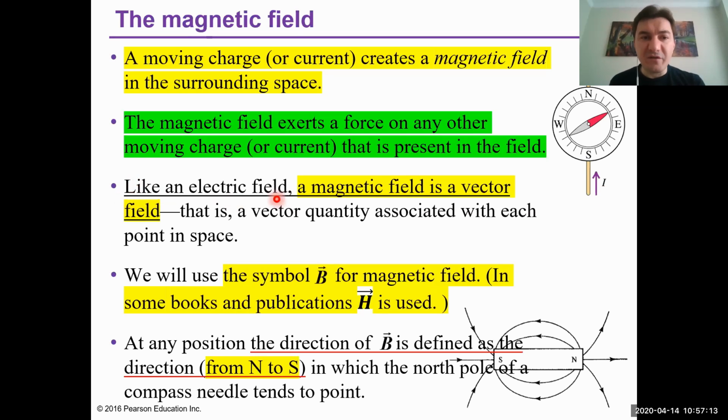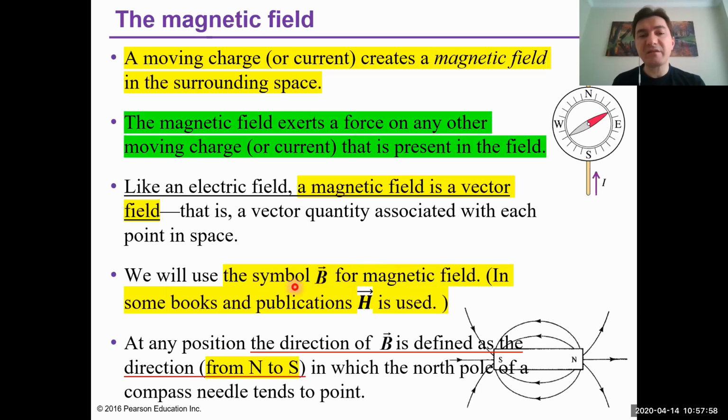Like an electric field, a magnetic field is a vector field, okay? It has a certain direction like the electric field. It is a vector quantity associated with each point in space. For the representation of the magnetic field, we will use the symbol B, okay? Capital B, which is a vector. This is showing us the magnetic field. But in some books and publications, H is also used instead of B. But within Young and Freedman University Physics, we only use B in order to define the magnetic field.